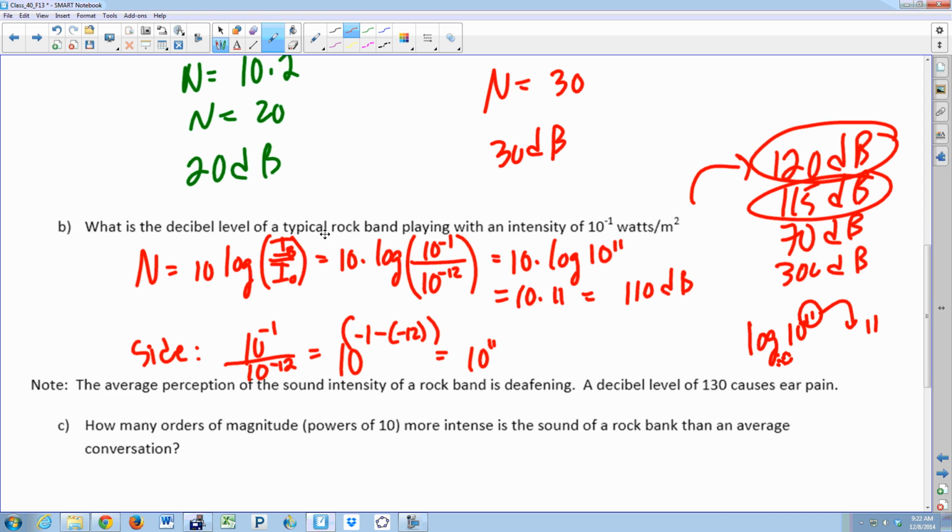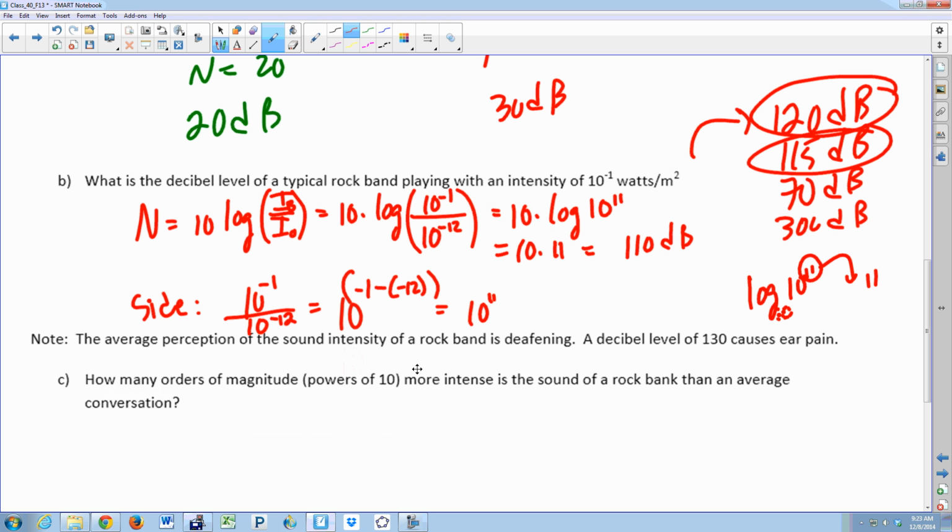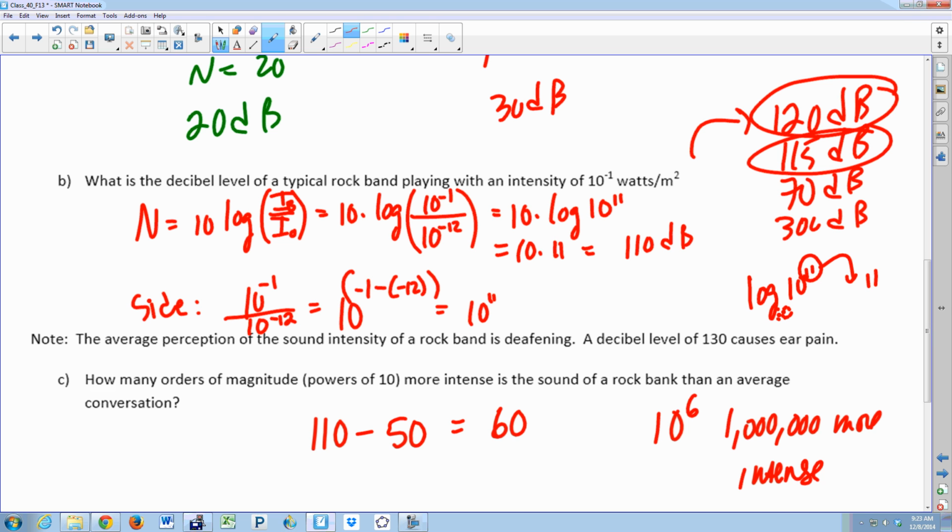So again, if we wanted to ask this question, the average perception of the sound intensity of a rock band is deafening. A decibel level of 110 causes ear pain. Okay, so if it was 300, you'd be, all right. So how many orders of magnitude, powers of 10, more intense is the sound of a rock band than the average conversation? Well, the rock band was 110, the average conversation was 50, so that's 60. So in terms of the number itself, it's 10 to the 6 more intense, which is 1 million times more intense than the average conversation.